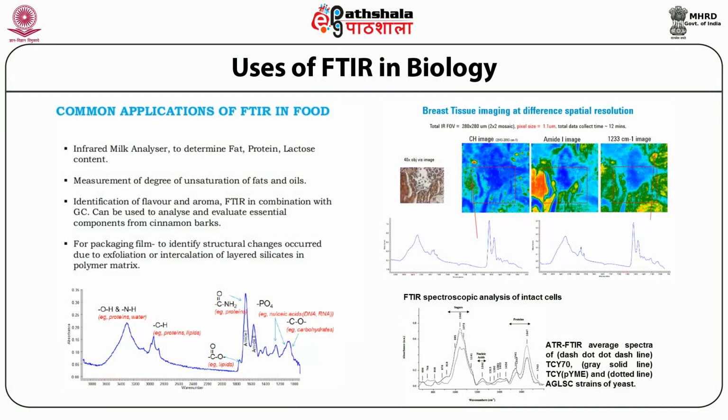We discuss use of FTIR in biology. Apart from its use in chemistry, physics, material science, FTIR is widely used in biology as well. It is widely used for tissue imaging of different spatial resolution. FTIR is also coupled with different types of microscope to do microscopic analysis.